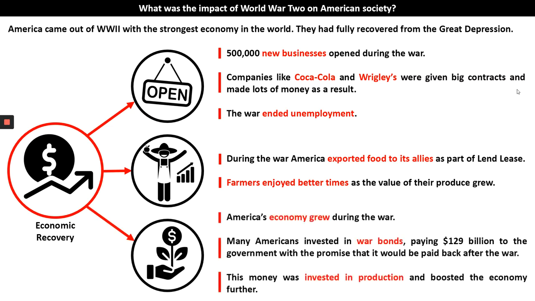Finally then, America's economy started to grow during the war. Many Americans invested in something called war bonds, where they paid money to the government, paying $129 billion in total, and the government promised them that it would be paid back after the war. It's a way of raising money during a war. And this money from war bonds was invested in production, in factories, in business, and so it boosted the economy further. There's a general sense of the American people all working together through paying war bonds to help America recover and win the war.